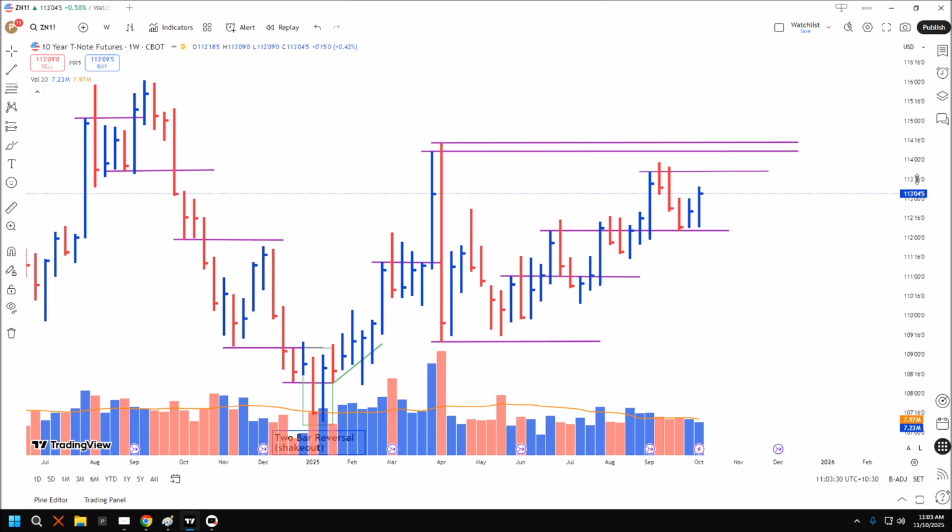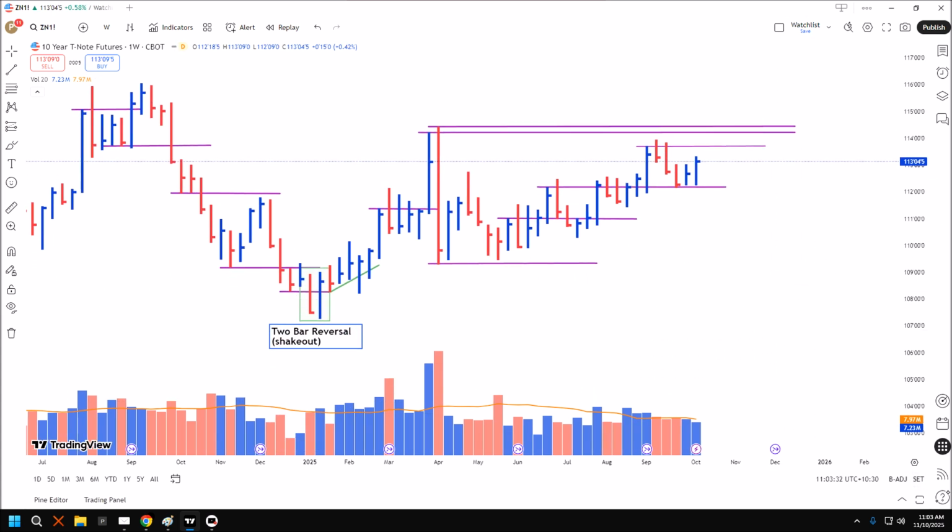US Treasury 10-year note futures. They continue to trade overall within this larger range. Price did push higher this week after a little test for supply below the previous bar's close, and then pushed higher, which is what you'd like to see in a market.